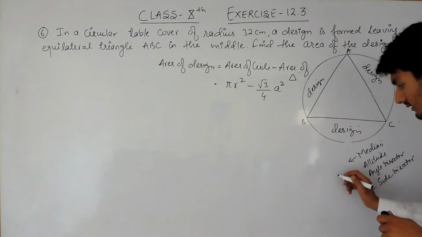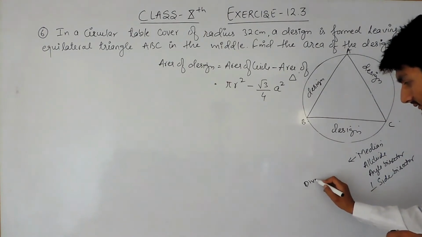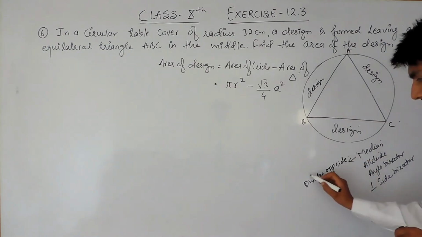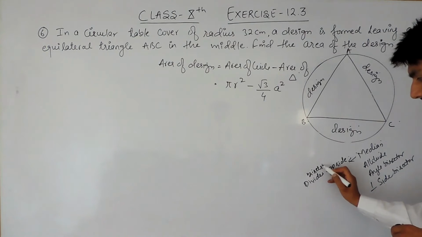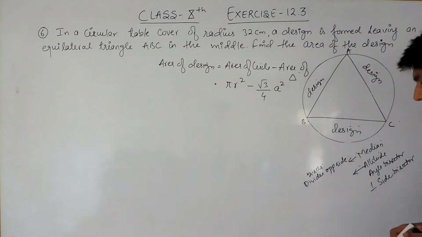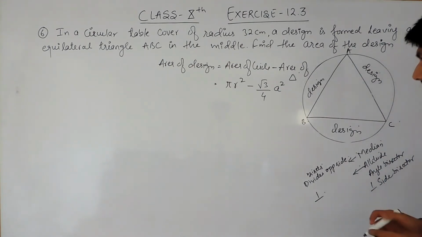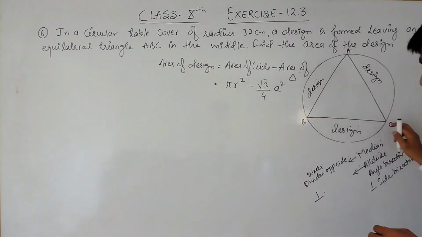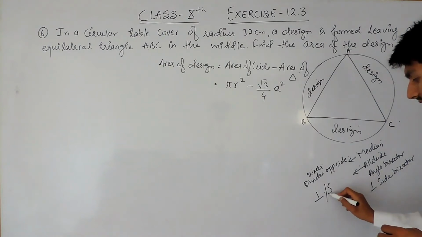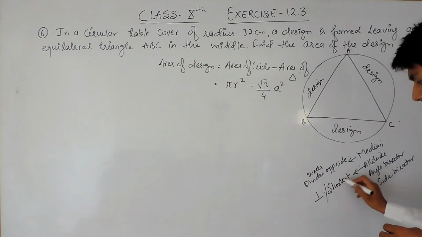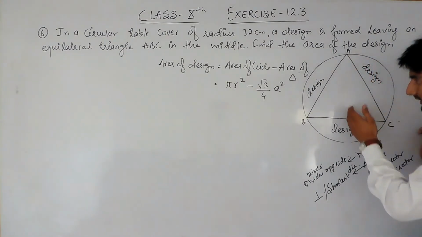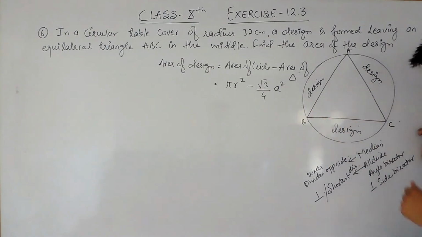So what does a median do? It bisects the opposite side. What is an altitude? An altitude is the shortest distance from this vertex to this side, and the shortest distance is always the perpendicular distance. So the perpendicular from this vertex to this side is known as the altitude.